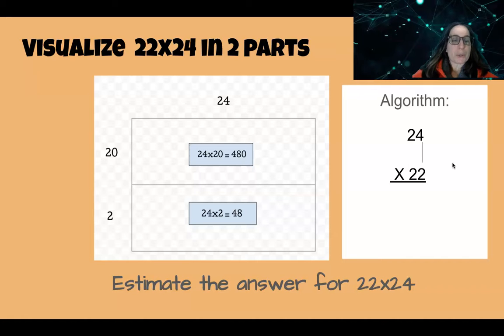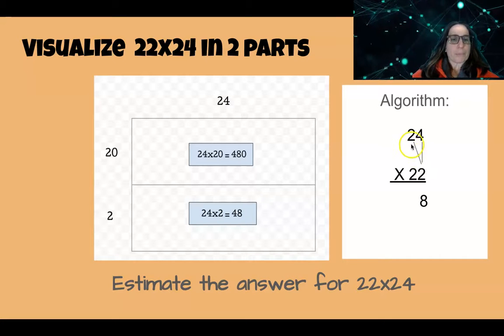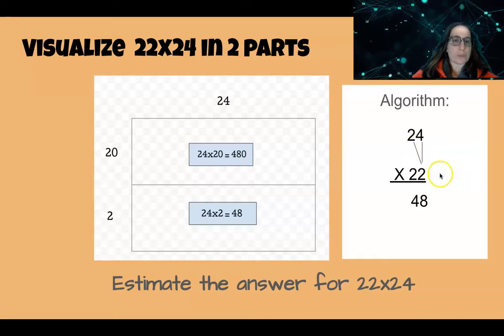So first we're going to multiply by the ones, just like we saw on the last slide, and we're going to say 4 times 2 is 8. And then we're going to multiply the ones by the other number we have, and that's 2 times 20, which is 40. So we have a total of 48. Look at that, 48. That matches, just like the last problem.